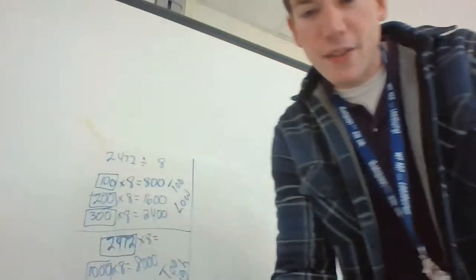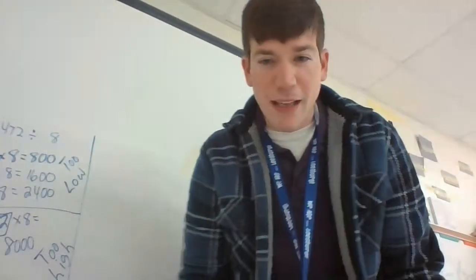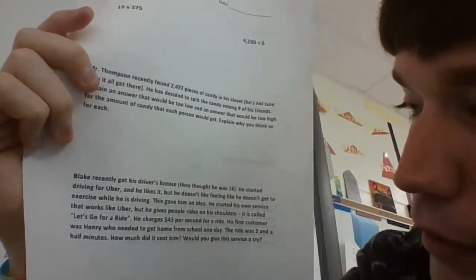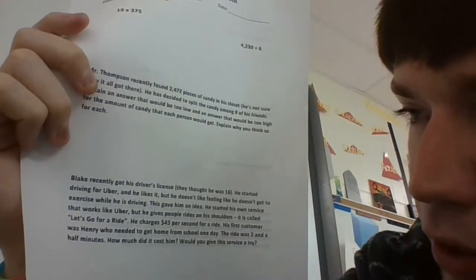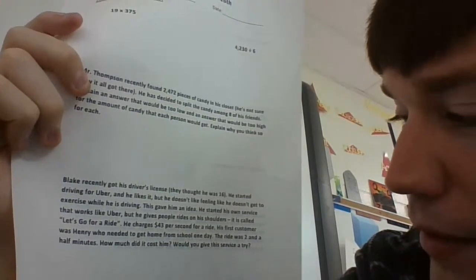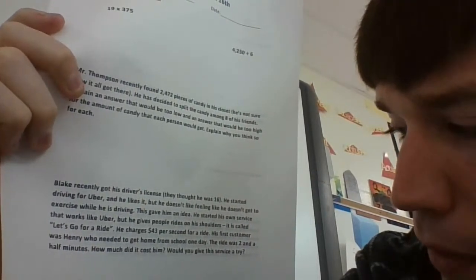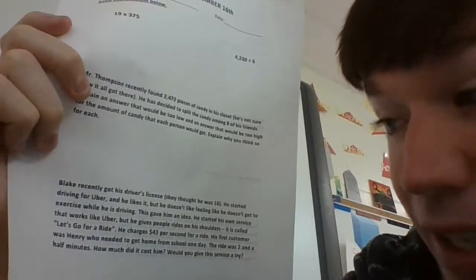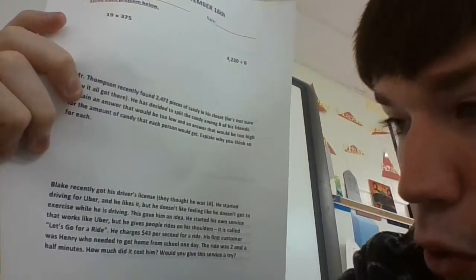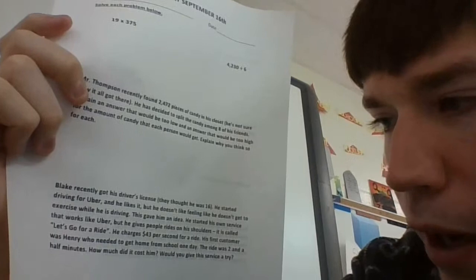All right, that takes us, sorry about that, to the last question here, and I'm going to read it to you. I'll try to put it up on the screen so you can see it as I'm reading it. So it says, Blake recently got his driver's license. They thought he was 16. He started driving for Uber and he likes it, but he doesn't like feeling like he doesn't get to exercise while he is driving. This gave him an idea. He started his own service that works like Uber, but he gives people rides on his shoulders. It is called Let's Go for a Ride. He charges $43 per second.